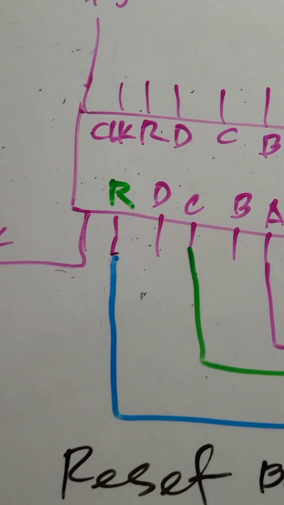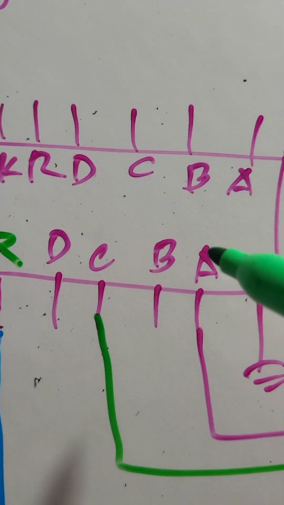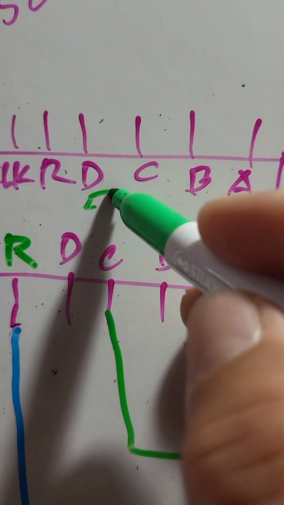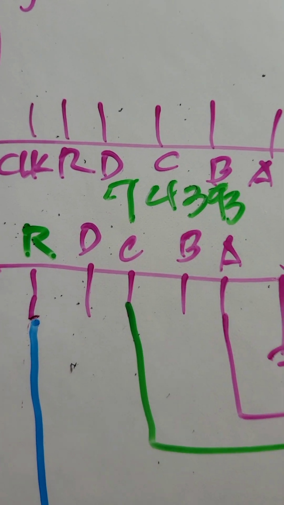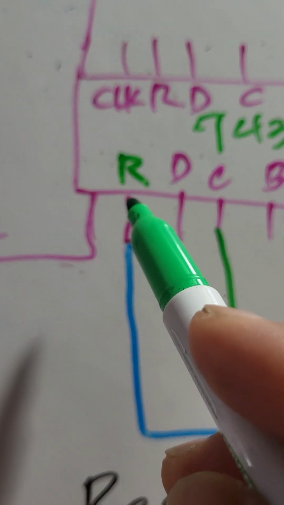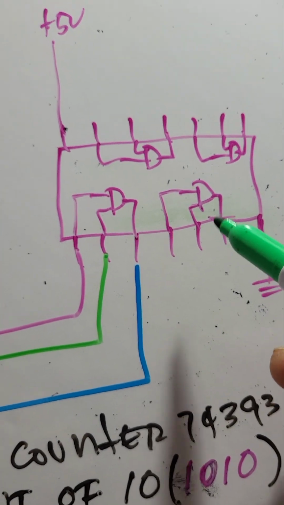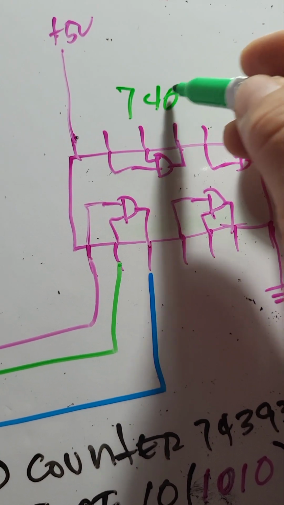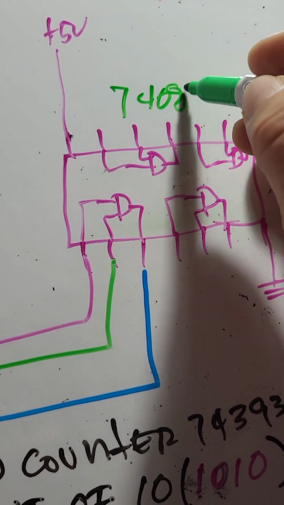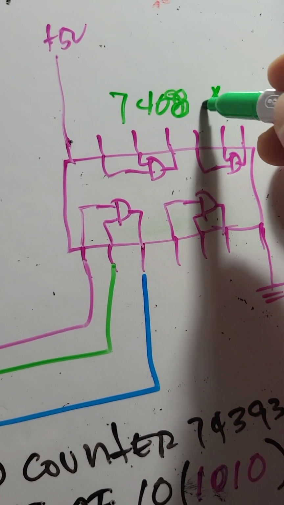So like here, this is the drawing. This is the 393. This is the 74393. So this is the reset pin. This is the reset pin. Then we connect to this 7408. So this is the AND gate.